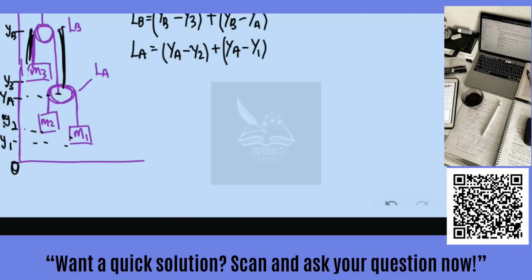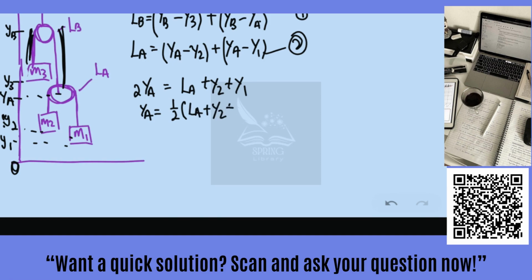What we're going to do now is to find the common factor, which in our case is YA. I'm going to substitute that into the equation. From the second equation, we can factor out YA. 2YA is equal to LA plus Y2 plus Y1. Right? And so YA is equal to half of LA plus Y2 plus Y1.